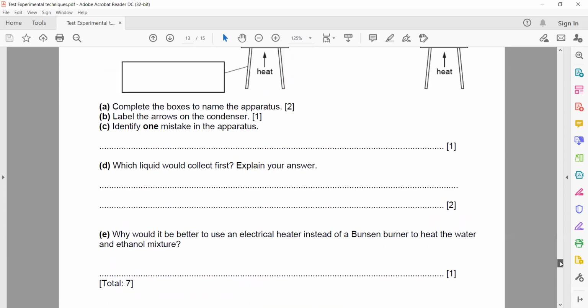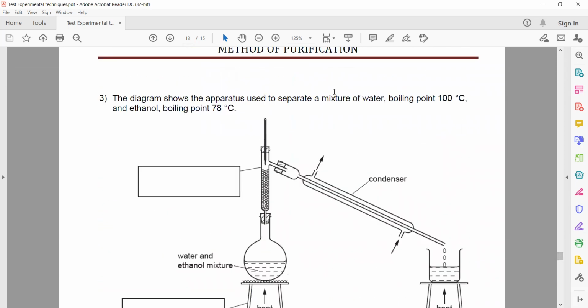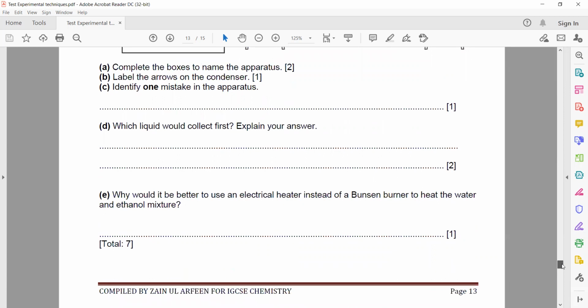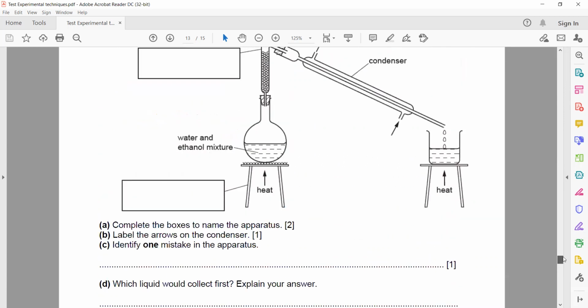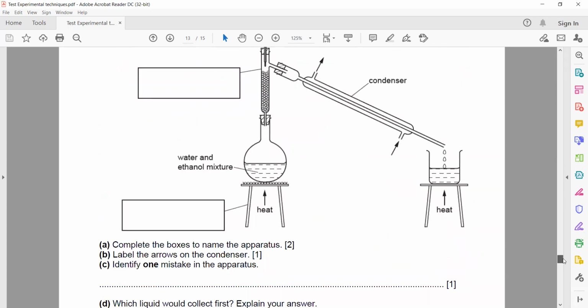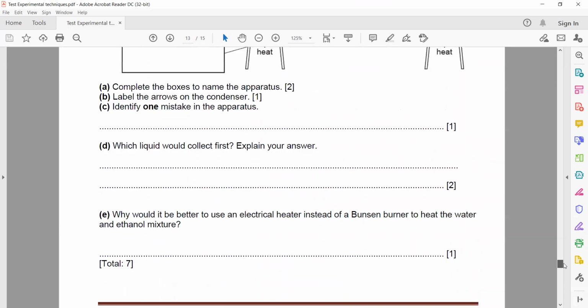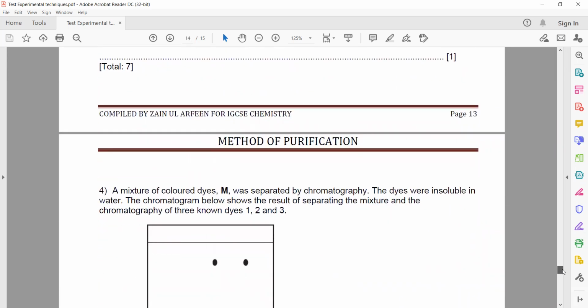Which liquid will we collect first? We'll collect alcohol because it has a low boiling point. As it is 78, it will first vaporize and condense. So we collect alcohol first, and the water will be left in the round bottom flask. And why would it be better to use an electrical heater? Because alcohols are flammable liquids, they can catch fire. So for safety, we use an electrical heater.